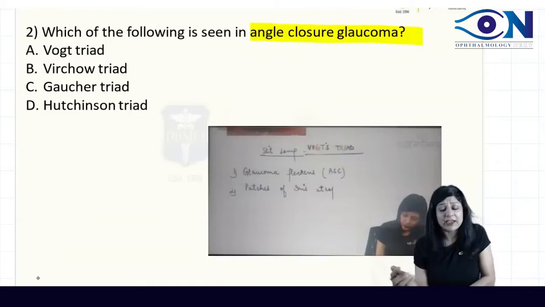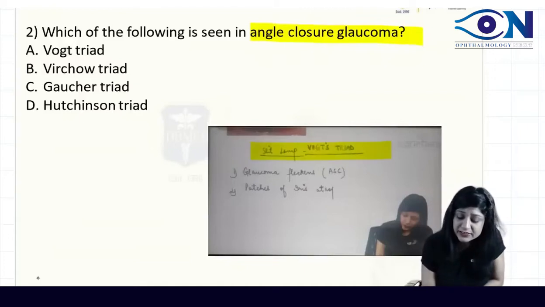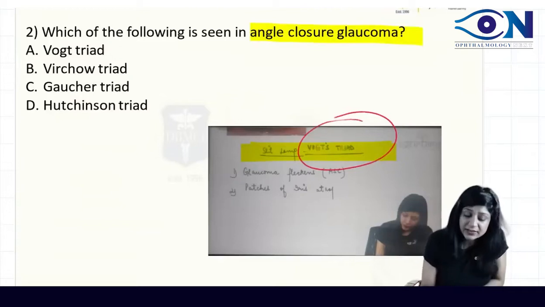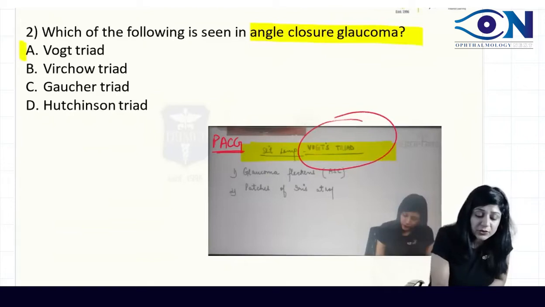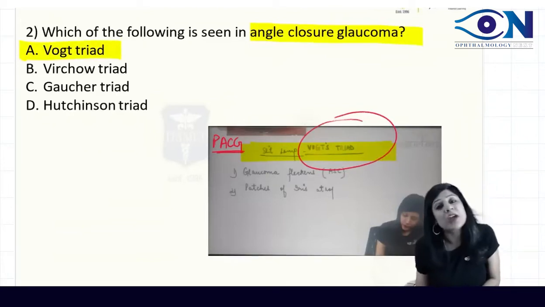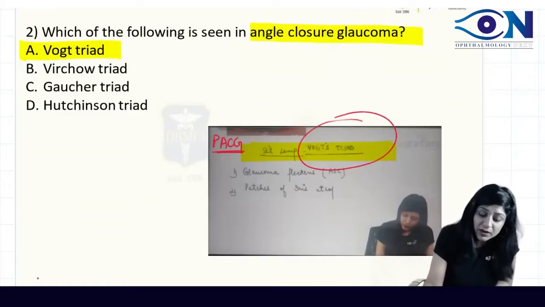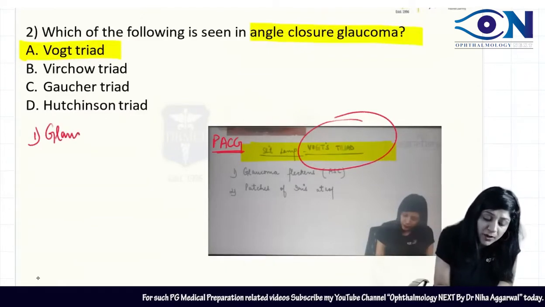So this again I have taught you that it is the slit lamp where you are going to find the Vogt's triad. So in cases of primary angle closure glaucoma, it is the Vogt's triad that you are getting. What is Vogt's triad? In Vogt's triad, number 1 is the glaucoma flecken.